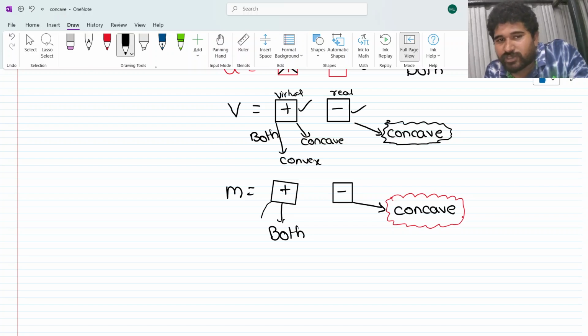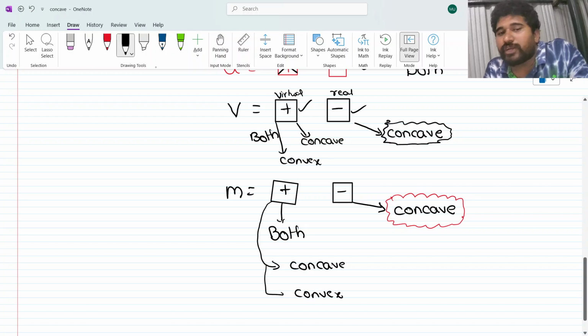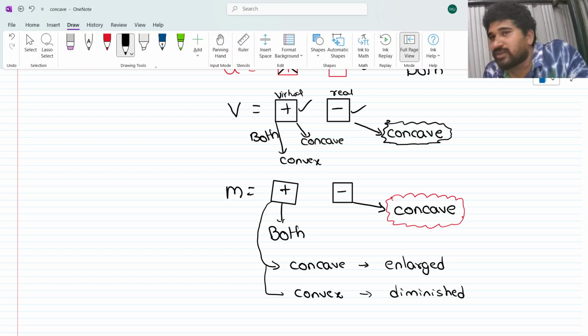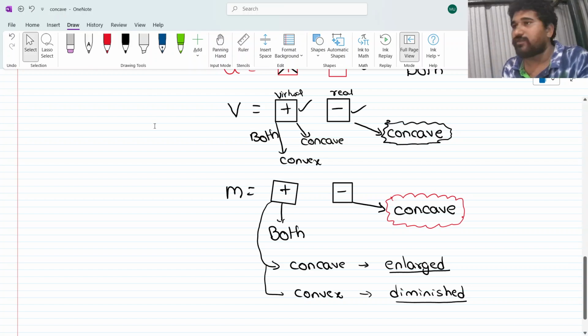Understand? If M is positive, both concave and convex. One point you have to understand: if it is concave, it means an enlarged image. If it is convex, it means diminished. So M positive, concave always forms enlarged. Convex always forms diminished. Is that clear for everybody?